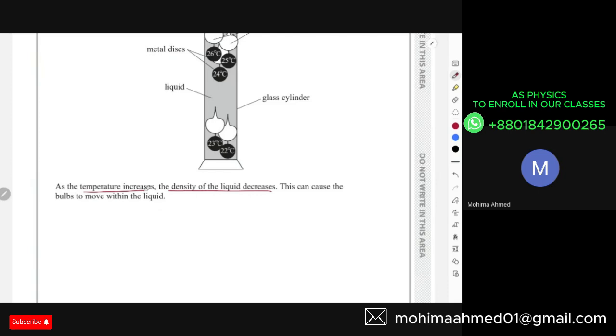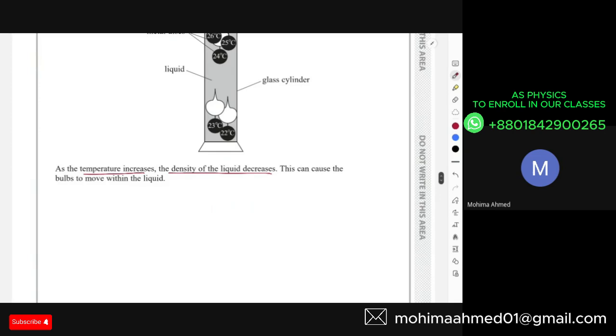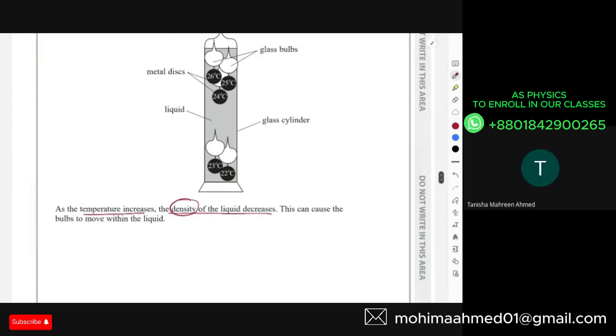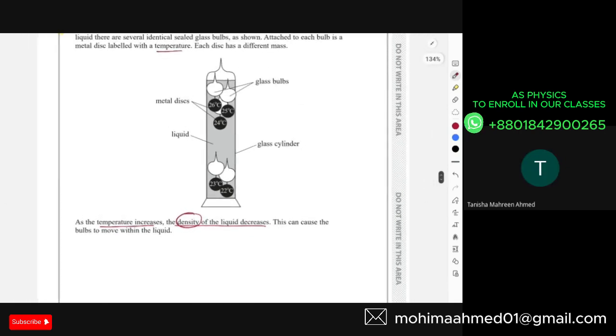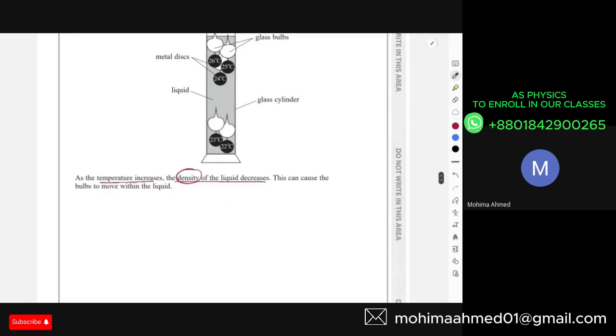They're saying that as temperature increases, the density of the liquid decreases. If density decreases, that can cause the bulbs to move. Let's think about it. The density of the liquid is very important for your upthrust. Sorry, I just noticed that it says the temperature increases. In that case, as temperature increases, density decreases, right?